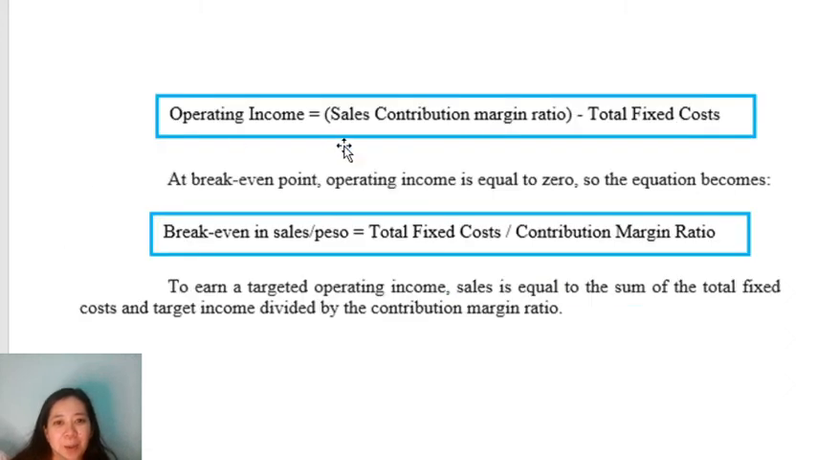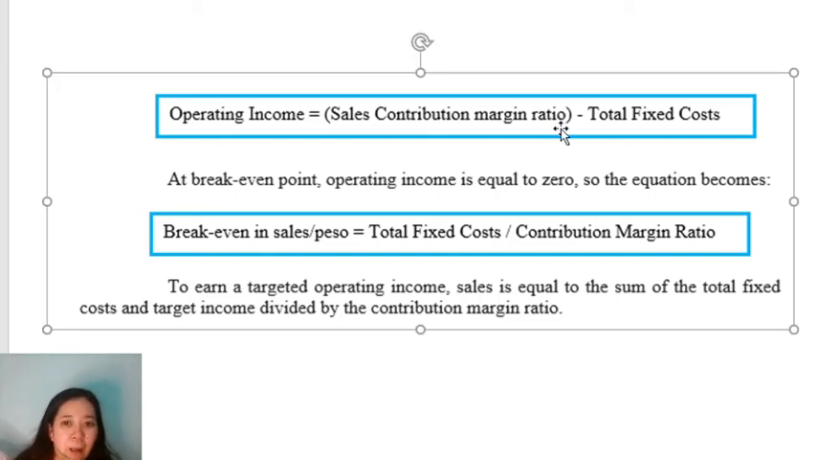Next. So in this next equation, operating income is equal to sales times contribution margin ratio minus total fixed cost. So again, the same as what we have presented in the income statement. So CM or contribution margin minus total fixed cost is equal to operating income. If you could notice, in this formula right here, you don't need to determine the variable cost because we already deducted the variable cost from the total sales revenue.